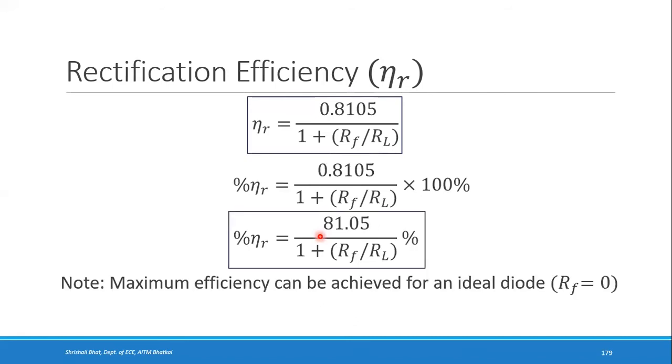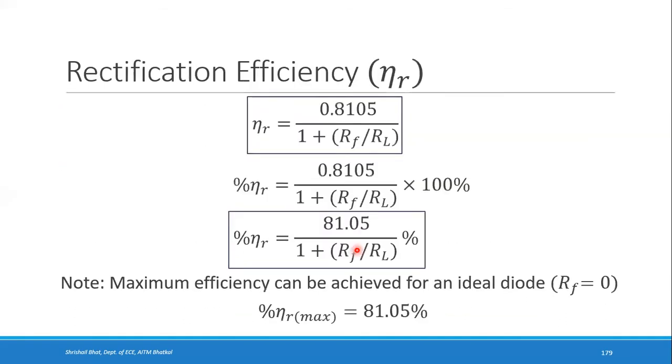So maximum efficiency can be achieved for an ideal diode. So if you substitute RF equal to 0, because in an ideal diode, the forward resistance of a diode is 0, you will get maximum efficiency, that is 81.05%. Still, some 20% or 19% of the input is getting wasted in the circuit.